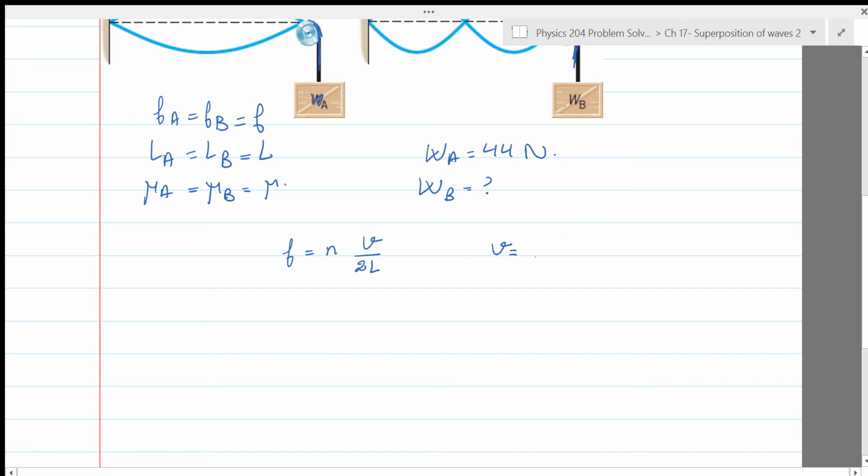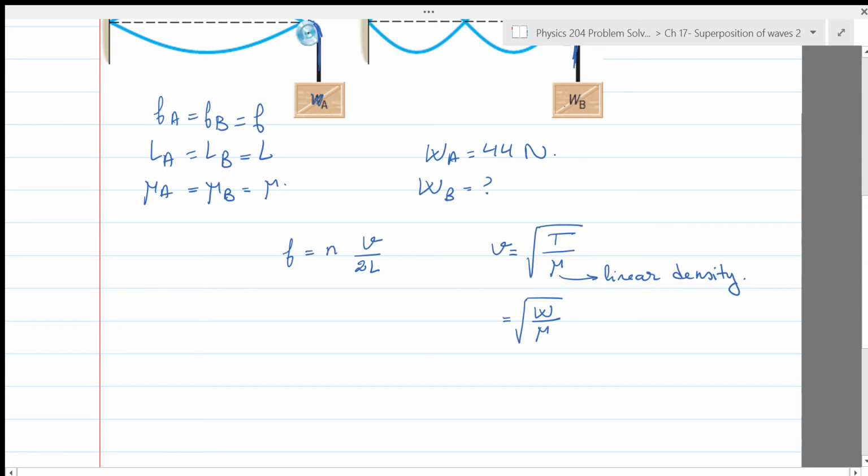Now, in order to link this to the weight, let's remember that the speed of a wave on a stretched string is equal to the square root of the tension on this string divided by mu, which is the linear density of the string. The value of the tension here is going to be equal to the weight itself due to the principle of equilibrium.